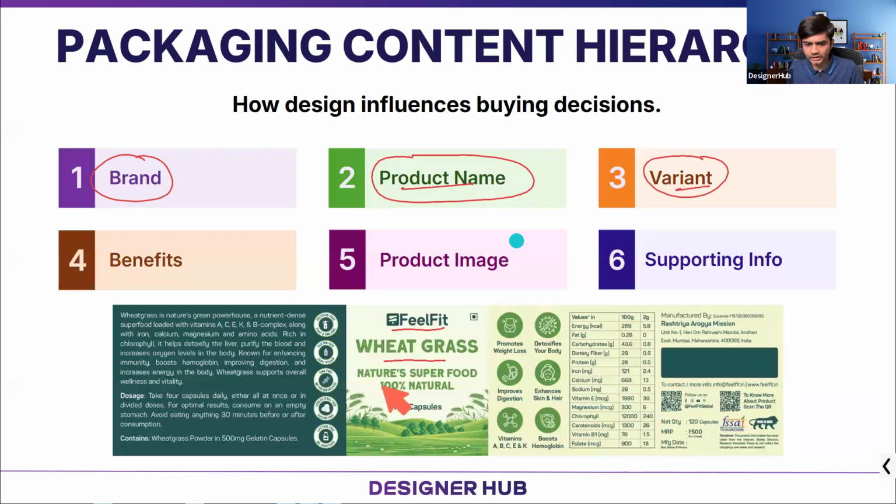Whatever is the variant, it's 100% natural or whatever superfood or any flavor or anything that I want to add. And then I'm trying to get the benefits. You can see benefits, all of them very clearly mentioned over here. Then the product image, if I can add. So this imagery is automatically there, which speaks for itself because it is wheatgrass. And then the supporting info, which is all of this. The supporting info, the nutritional value, the mandate manufacturing information.